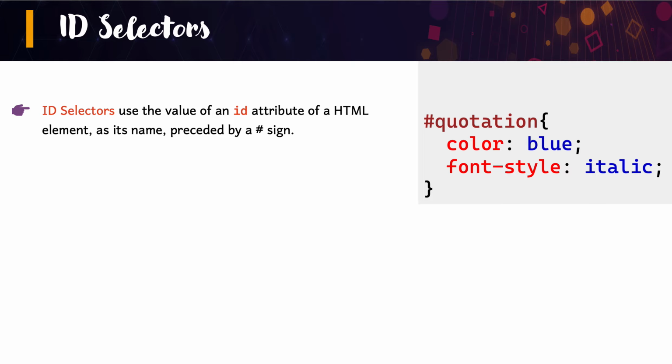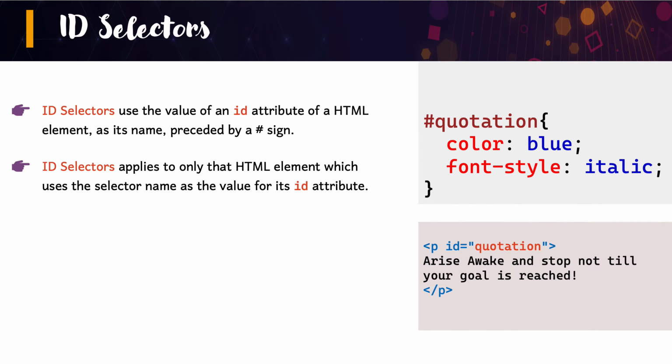Let's remember our HTML a bit. In HTML, each tag can have many attributes. One of the attribute names is called ID, and it can have a value saying ID is equal to so and so inside double quotes. The ID selector uses the value that is specified in the HTML file as the selector name. Okay, let's look at the example.